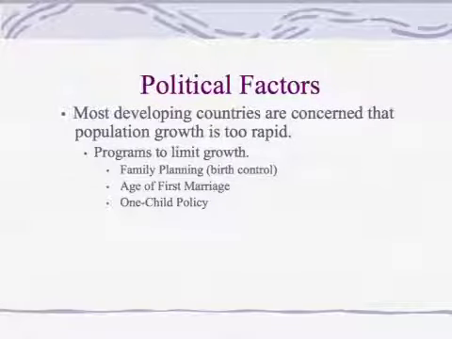Also, in the political factors, most developing countries are concerned that population growth is too rapid. So there are policies to control this: family planning, age of first marriage, and 1-child policies.